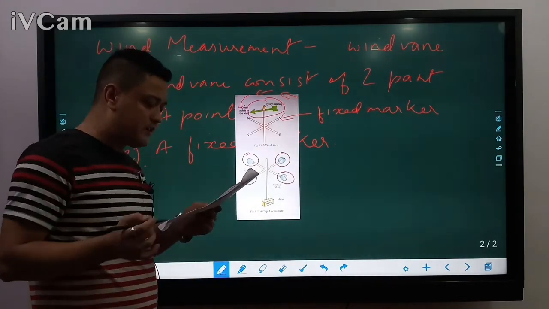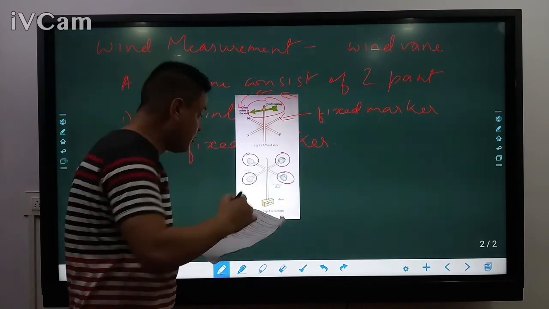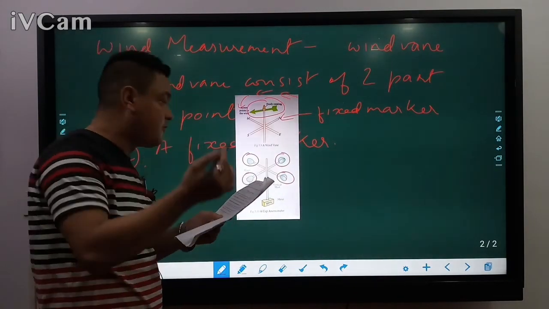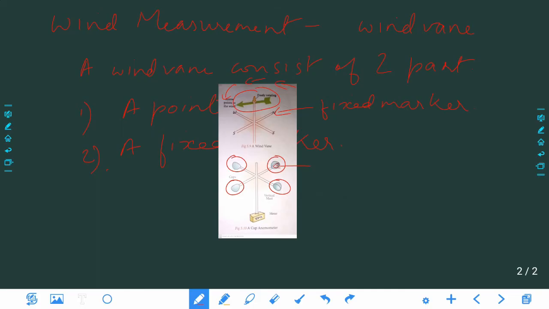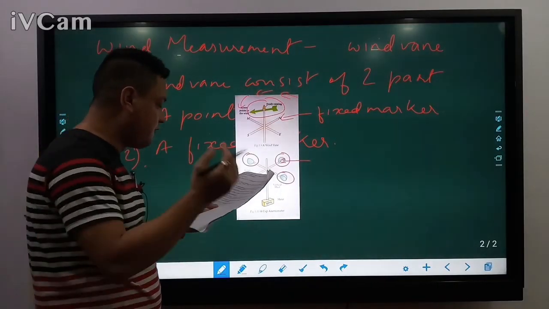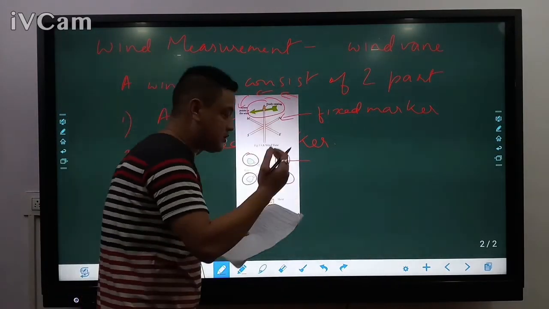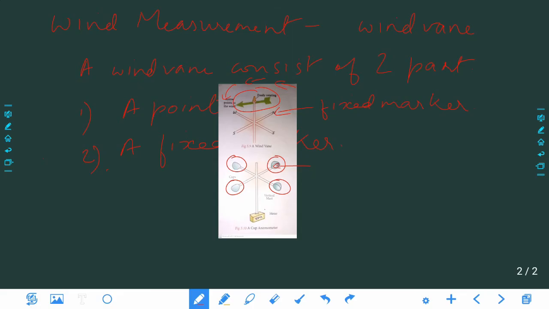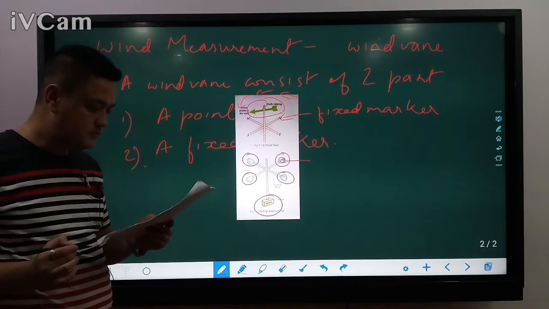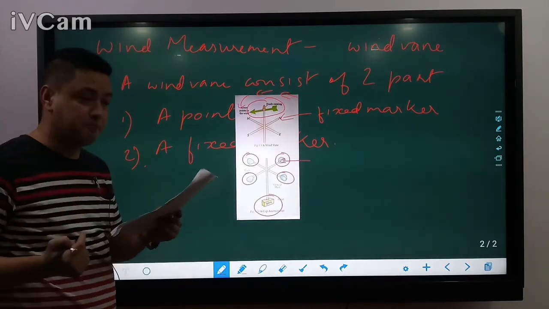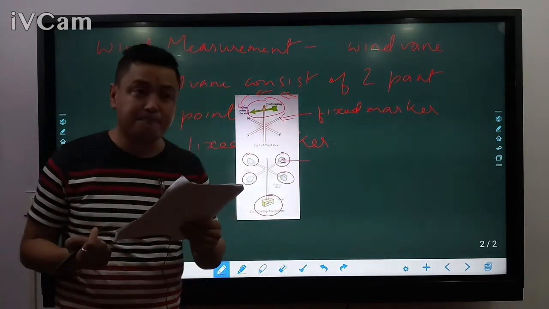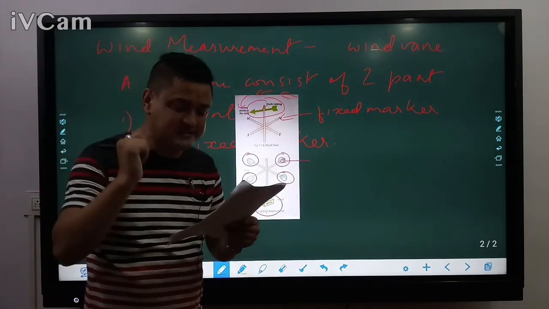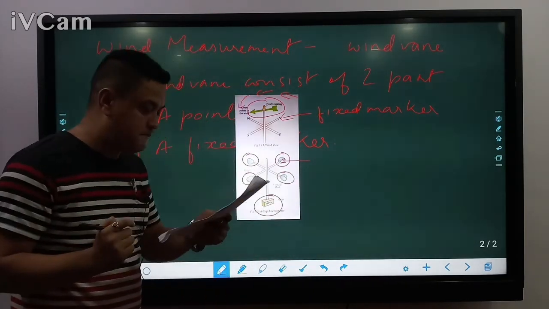So the movement of the wind causes the cups to spin. When the wind blows, it causes the cups to spin. The inward curve of the cups receives the maximum amount of the force or the power of the wind. And below it, you have a meter. There are two things: four cups and a meter. A meter attached at the base records the number of spins and measures the speed of the wind in kilometers or knots per hour on the Beaufort scale.